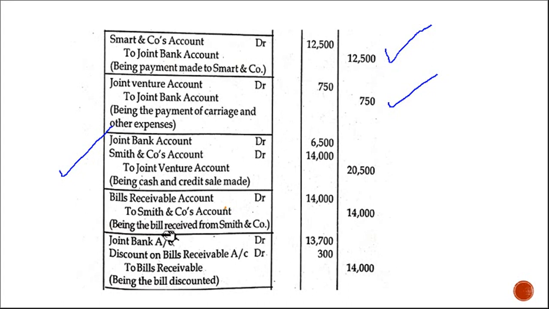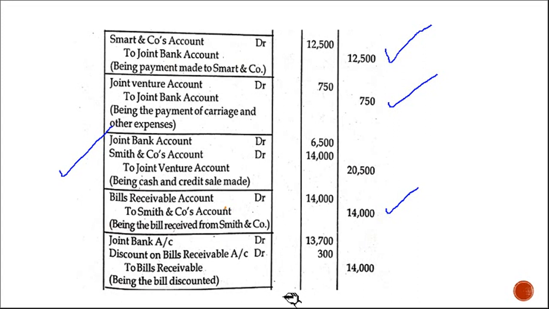Okay, next. The next transaction they have given is that Smith and Company accepted a bill for the amount. So we are receiving the bill from Smith and Company. So the bill comes in, right? So bills receivable account should be debited. Bills receivable account debtor to whom? To who is giving the bill? To Smith and Company's account 14,000, because it is a credit sale and they are giving the bill.